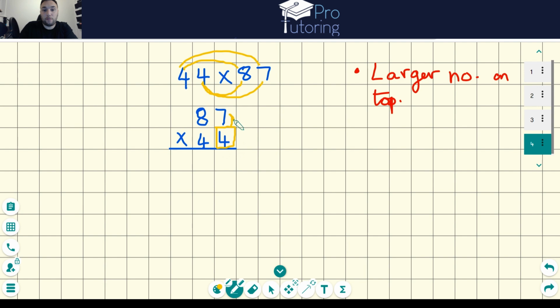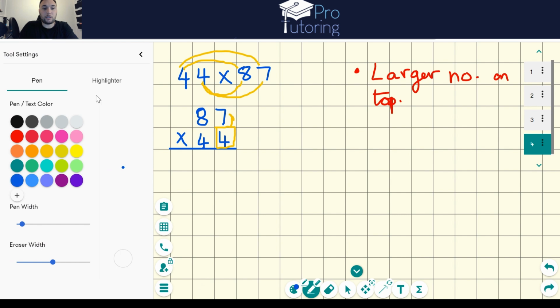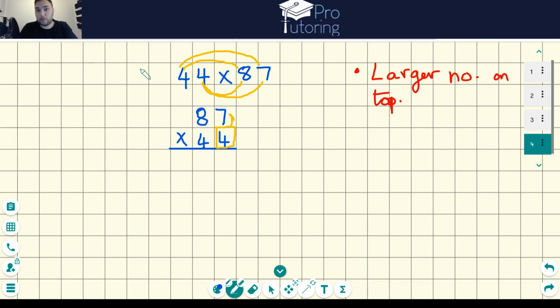and I do 4 times 7. So 4 times 7 we know is 28. So let's put, oh no, don't want to do it in orange. There'll be a lot of chopping and changing of colours, but hopefully it'll make it a bit clearer. So 4 times 7 is 28. So I'm going to put 8 there. I'm going to carry a little 2.